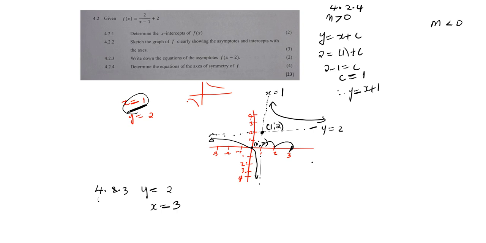Then the second one, wherein we have got a negative gradient, will have y equal to negative x plus c. Then we will have 2 equal to negative into 1 plus c. Therefore, c is equal to positive 3. Therefore, y equal to negative x plus 3.